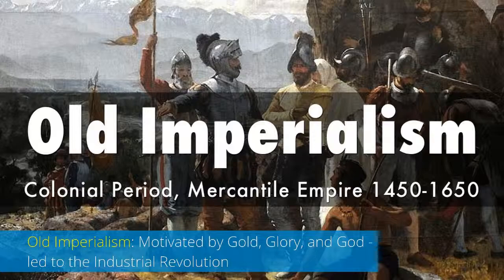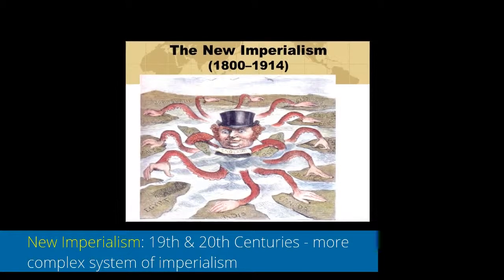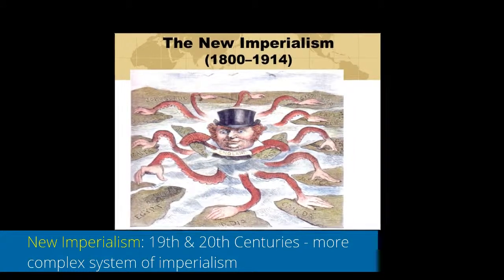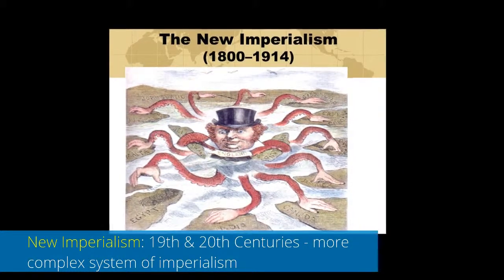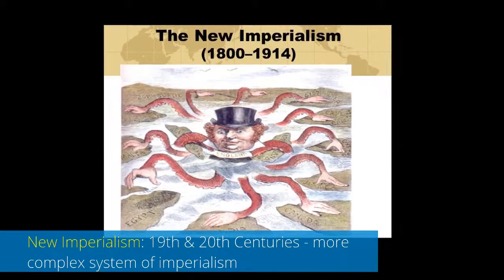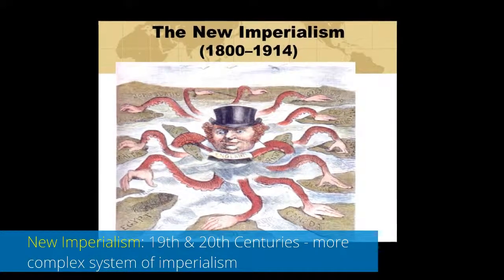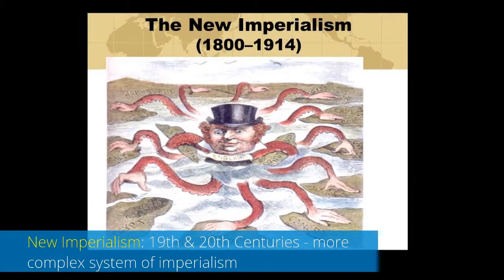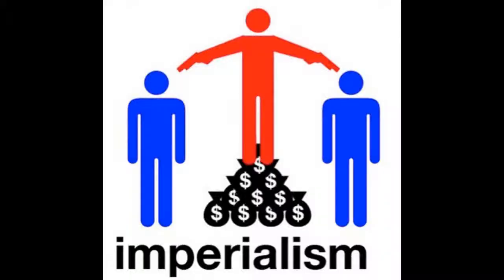Old imperialism not only allowed the European empires to become very wealthy, but it also resulted in the Industrial Revolution. By the 19th century, however, the European empires, led by the largest of them, the British Empire, expanded and accelerated imperialism, which transformed into what historians call new imperialism. New imperialism was a more complex system of colonization than old imperialism of the 15th and 16th centuries. In new imperialism during the 18th and 19th centuries, European empires were motivated not only by gold, glory, and God, but they had more sophisticated methods of dominating indigenous people and their lands.